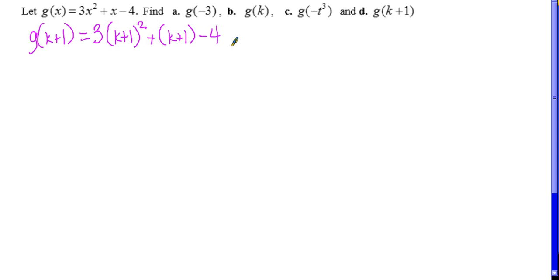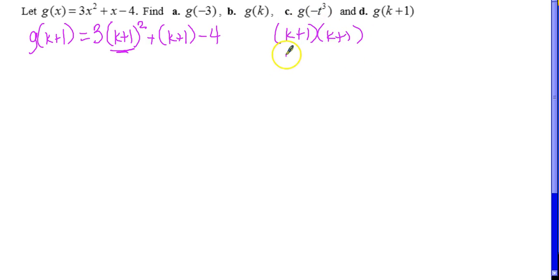So what do we do first? Because look what we have. We have multiplication, powers, addition, and subtraction. Power first, yes? And when you multiply a binomial times a binomial, you're either going to have to expand it out or you know the answer. So if you can't remember what k plus 1 times k plus 1 is, I need you to learn to do this in your head.